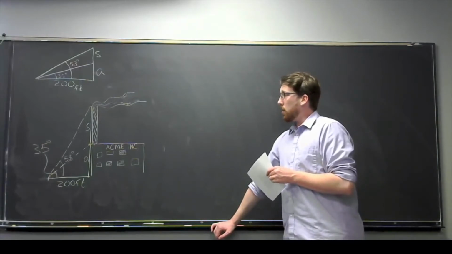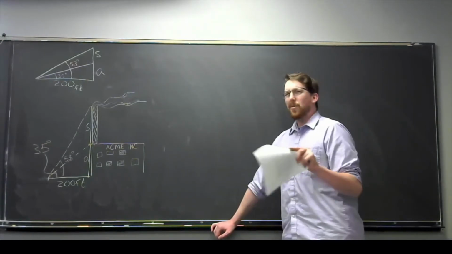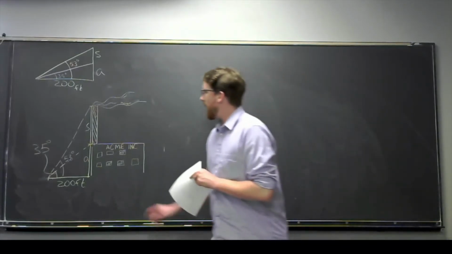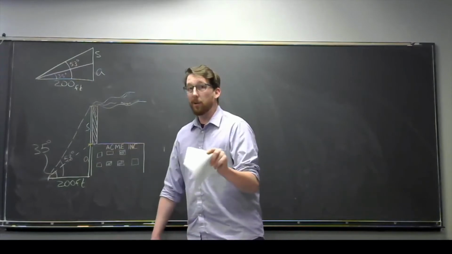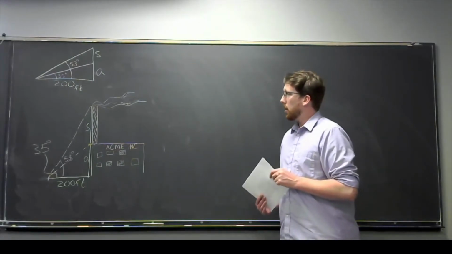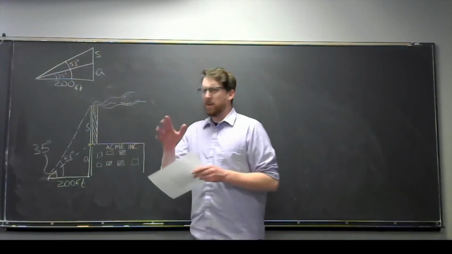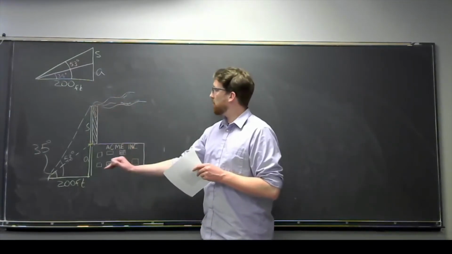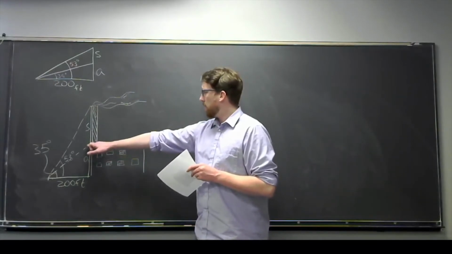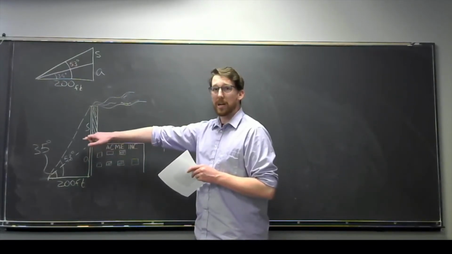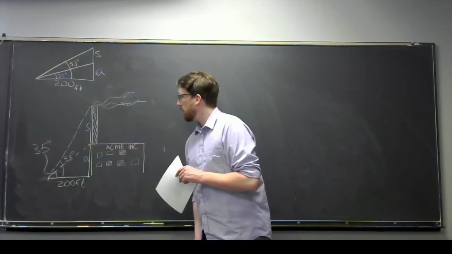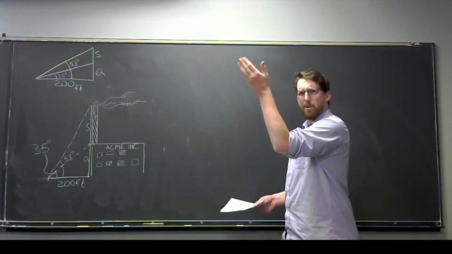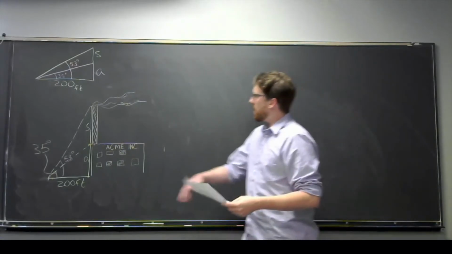But what we want to know isn't just how tall the smokestack is. We want to know what S and A are. In particular, we want to know what S is. Because notice, we can use trig on the big triangle to find out how high it is. And we can use trig on the small triangle to figure out how tall the building is without the smokestack. But how do we find out how tall the smokestack is? How do we find out this height?